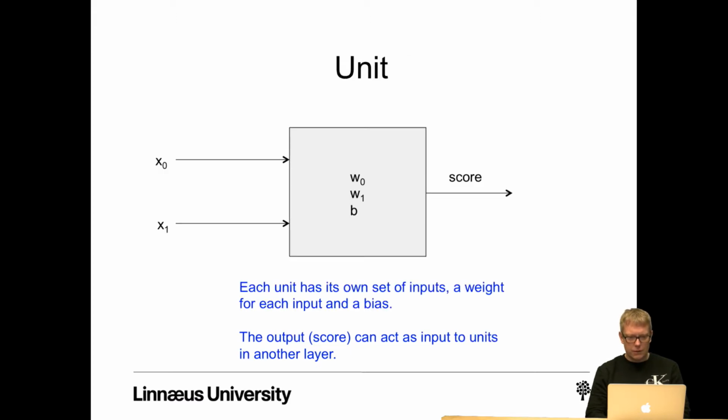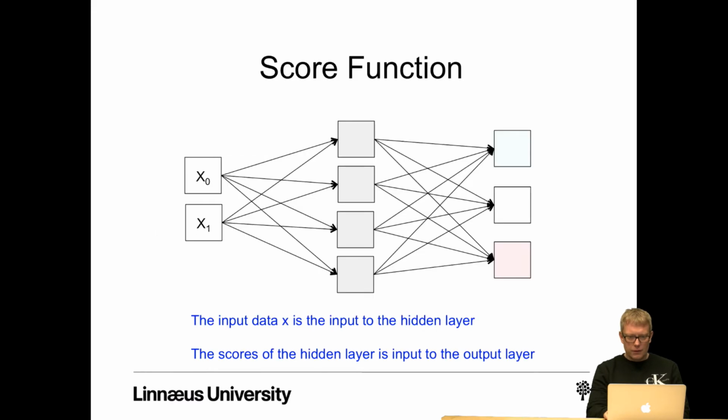Each unit in the network has its own set of inputs, a weight for each input and a bias. And the output, the score, can act as input to units in another layer. So the input data X is the input to the hidden layer, but the output layer instead has the scores from the score function of the hidden layer as inputs. So the training data attributes are inputs to the hidden layer, and the scores from the hidden layer act as input to the output layer.